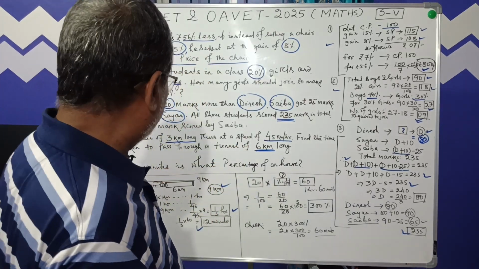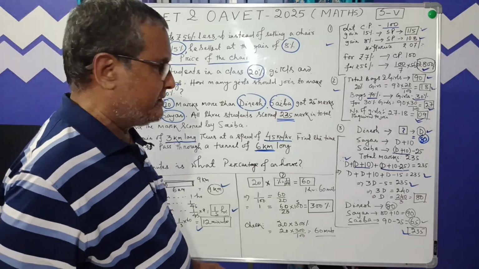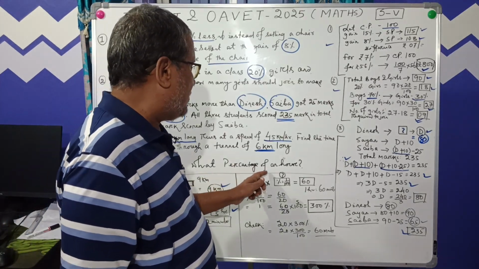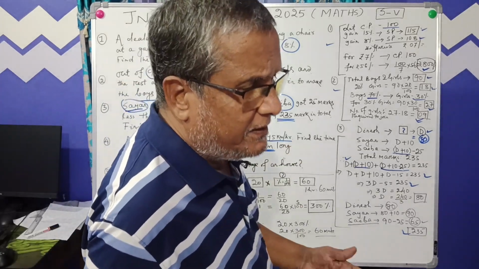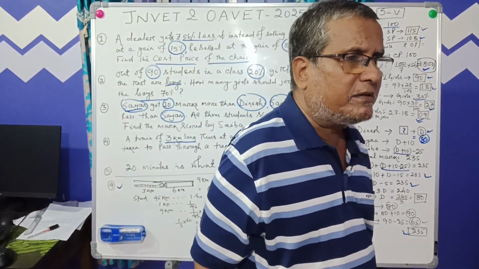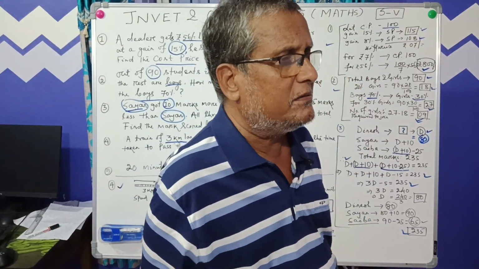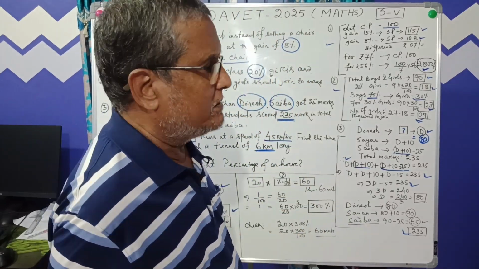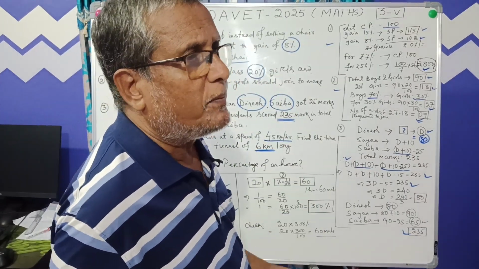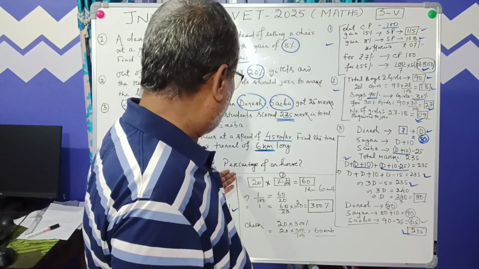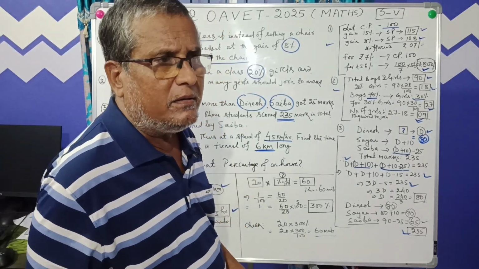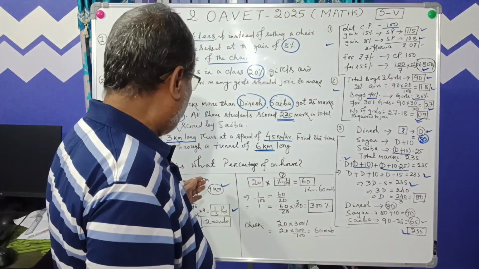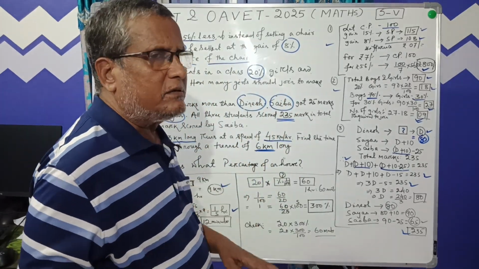Now come to the last question. 20 minutes is what percentage of an hour? It's a very simple question, but most of our students find it difficult. Percentage question. How to calculate, how to find out. So they fumble and sometimes they fail. Okay, it's a very good trick. I would like to teach it.